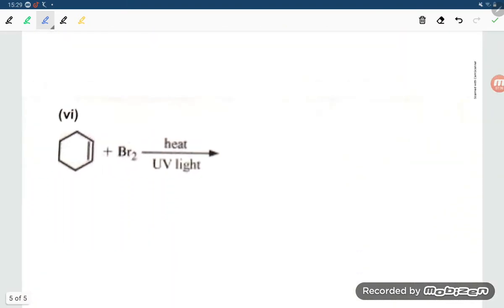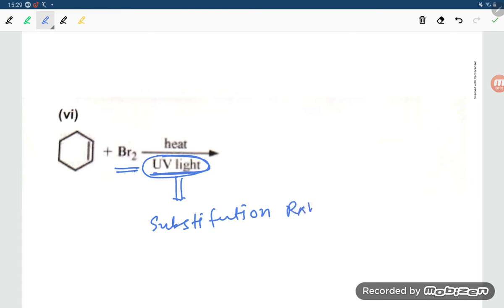Now let us move to another question, student. What is number 6? So see, Br2 is there and you are applying heat, Br2 and UV light. What kind of reaction is it? UV light will give the substitution reaction, not an addition reaction. That means Br can't attach here and here.